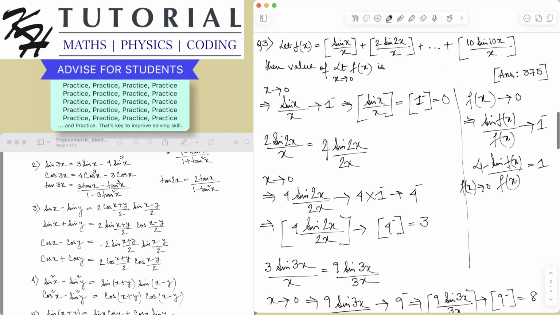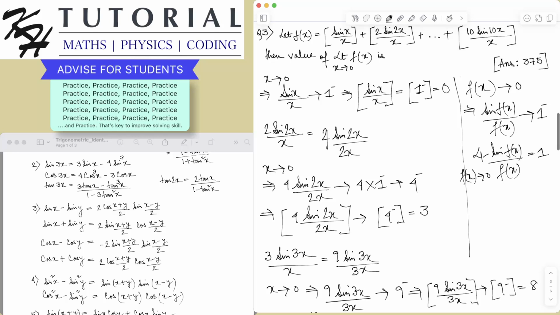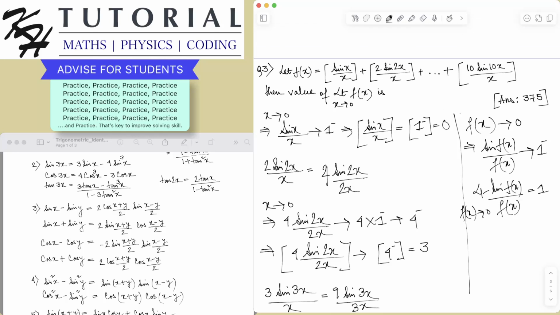Yes, 375. So this problem was a little conceptual. The concept is that when f(x) tends to 0, sine of f(x) by f(x) always tends to 1 minus. Also, in this regard, tan f(x) by f(x) will tend to 1 plus. Always remember these two concepts.